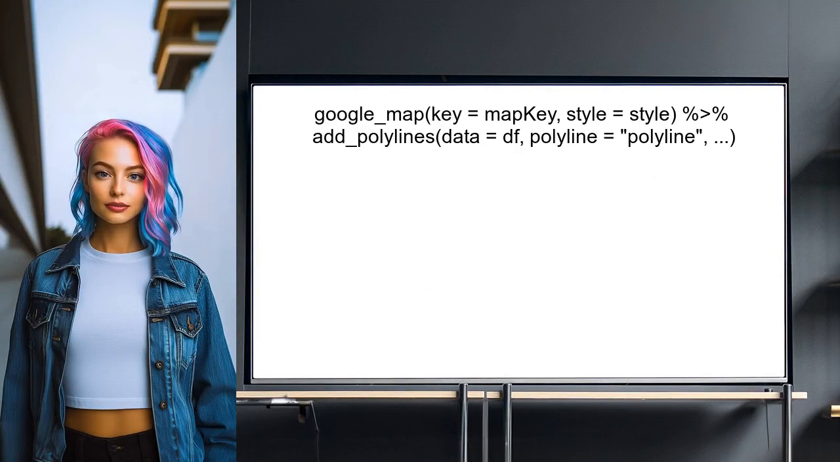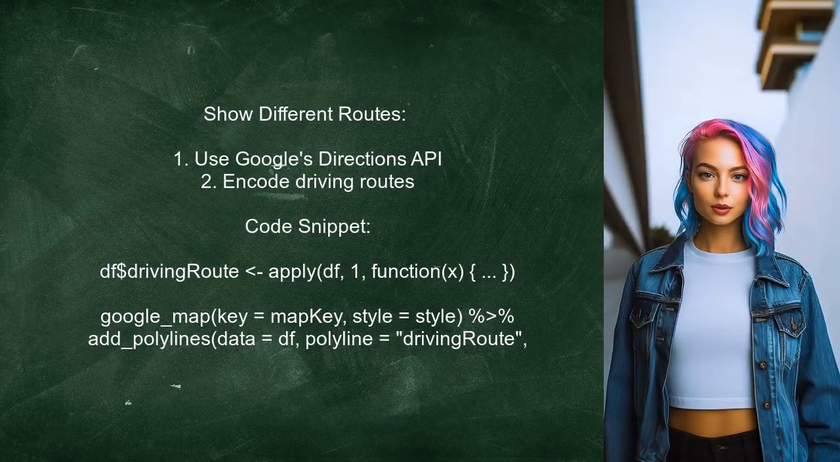They provide a sample style for the map and demonstrate how to add the polylines using the google_map function. Additionally, the user mentions that you can show different types of routes, such as driving routes, by using Google's Directions API. This allows for more detailed mapping of travel paths.